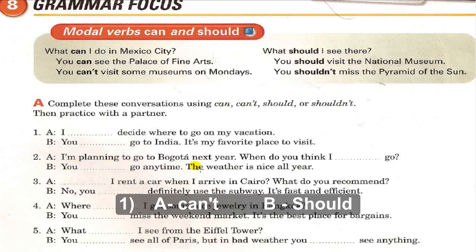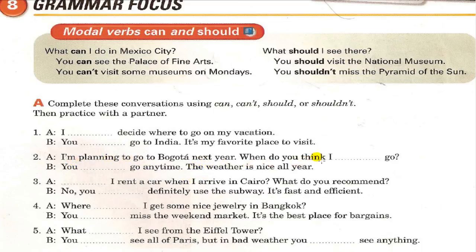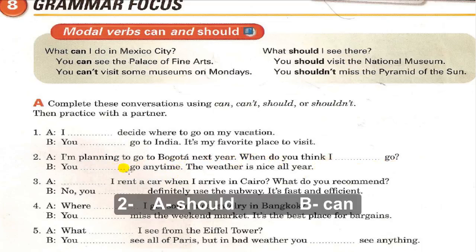Number 2. I'm planning to go to Bogota next year. When do you think I should go? You can go anytime. The weather is nice all year. Asking for advice. Ability: at any time, you can travel to Bogota. Number 2: should, can.